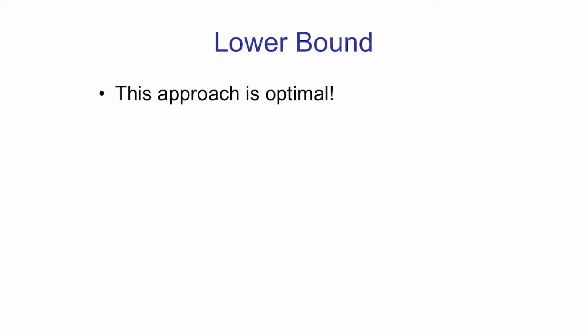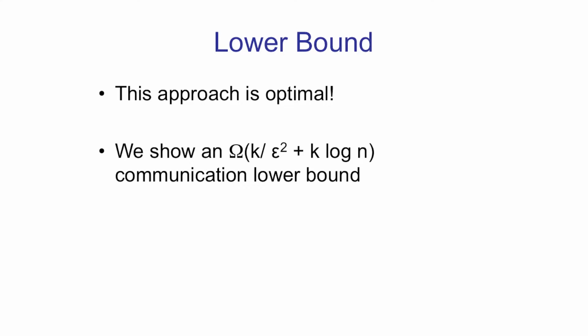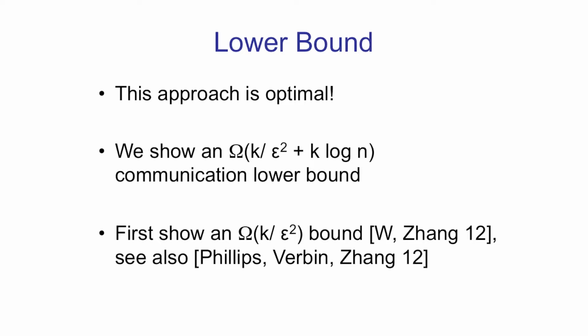It turns out that this approach is actually optimal. You can show a k over epsilon squared plus k times log n communication lower bound. I'm going to focus for the most part on this k over epsilon squared part of the lower bound. This was developed with Qin Zhang a few years ago, and it really also uses very interesting techniques by Phillips, Verbin, and Zhang.